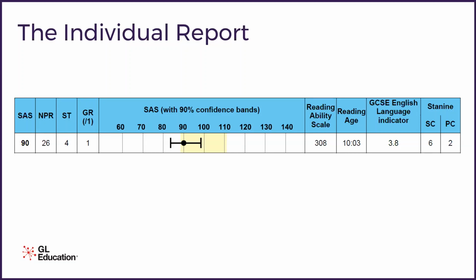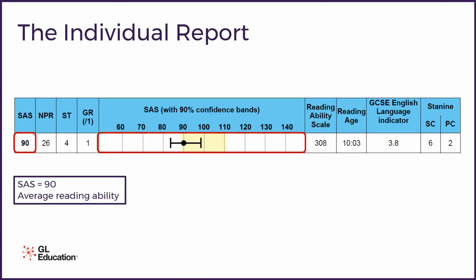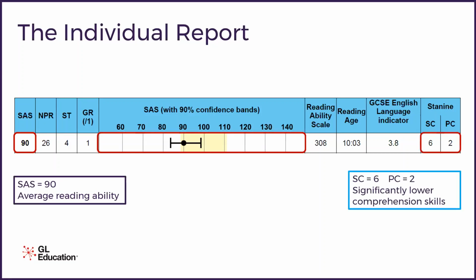The individual report contains results in a similar format to those in the group report, as you can see on the screen. This individual has an overall SAS of 90, which is within the average range. However, we can see that there is a difference of 4 between the sentence completion and passage comprehension section Stanines. This would have been highlighted in the group report.